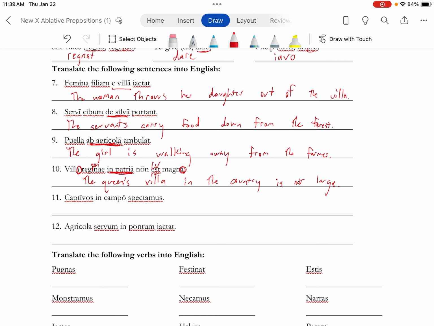Captivos in campo spectamus. In campo is our prepositional phrase. The mus is we. We are watching the captives, captivos, in campo, in the field. And then the last one, agricola servum in pontum iactat. In pontum is our prepositional phrase. Agricola iactat, the farmer throws the servant in pontum, into the sea.